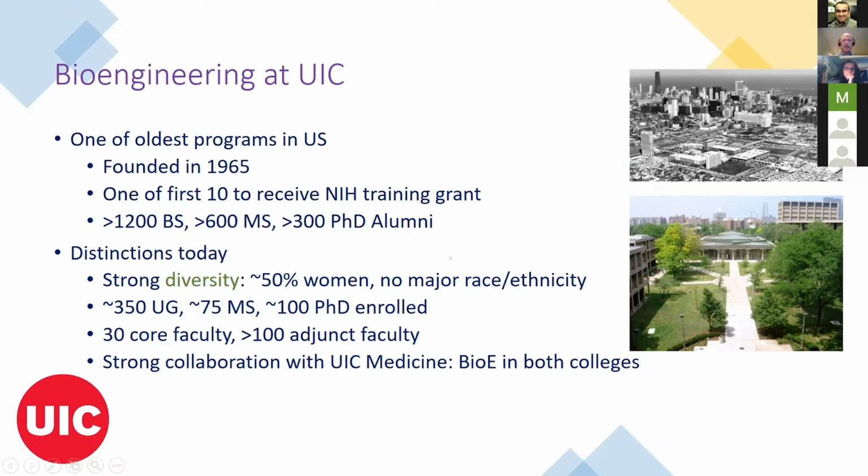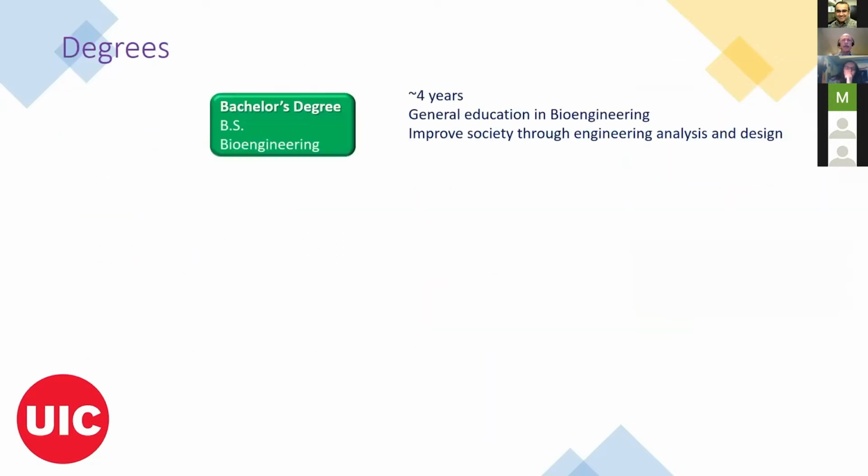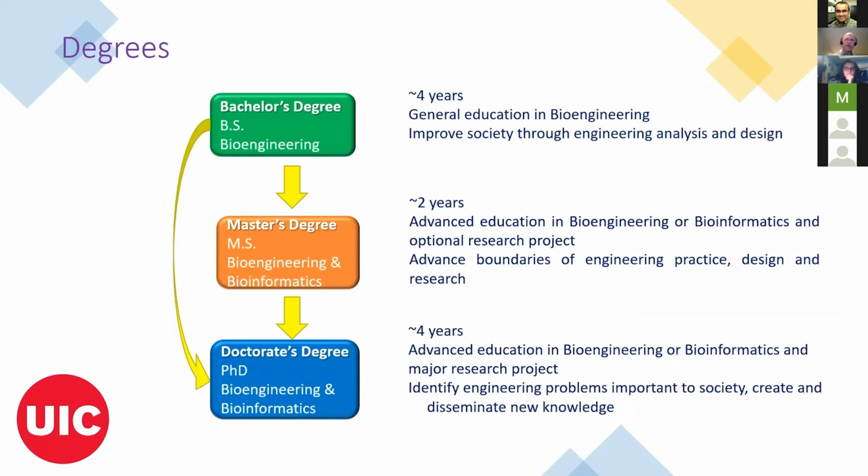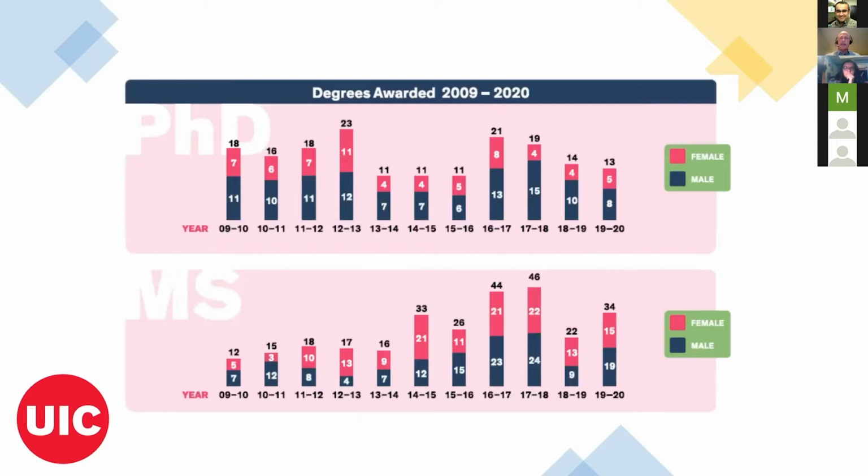Some stats in terms of the size of the student population presently, the number of faculty presently. We have both core faculty and adjunct faculty, and I'll get to a little bit more detail on that in a moment. But just to give you a bird's eye overview, we do offer bachelor's, master's, PhD degrees, the master's and PhD in both bioengineering and in bioinformatics. And this gives a snapshot of the degrees awarded in our PhD programs and in our master's programs over about the past 10 years or so.